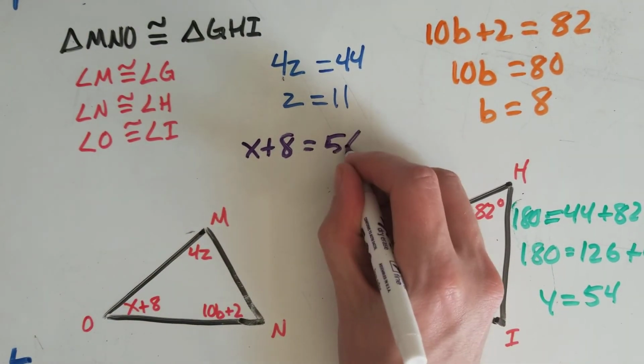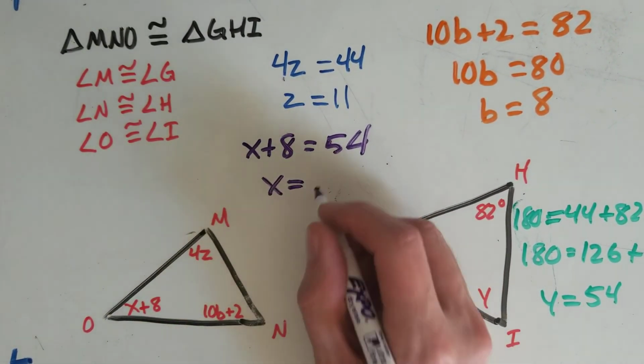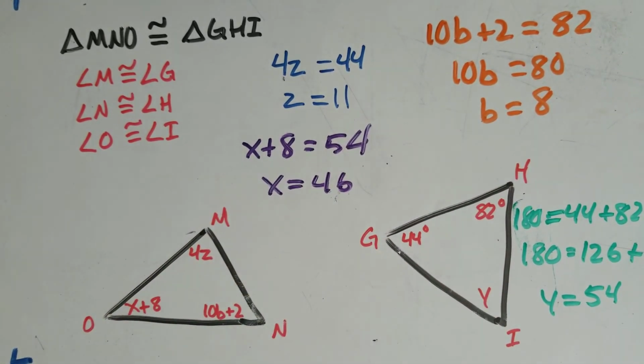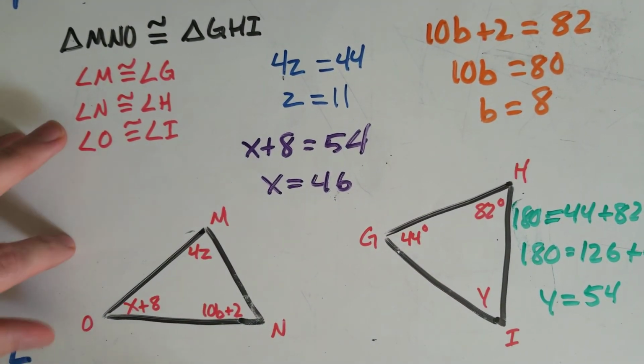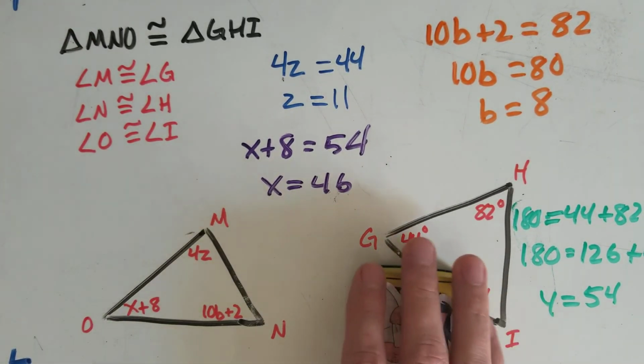This one takes a couple of steps to get to our x, and then you're just subtracting 8 from both sides, so x would equal 46 here. So you still can use properties we know from the past to find missing measurements, but you now can use these congruent statements to find some more as well. Alright, so that was our first one.